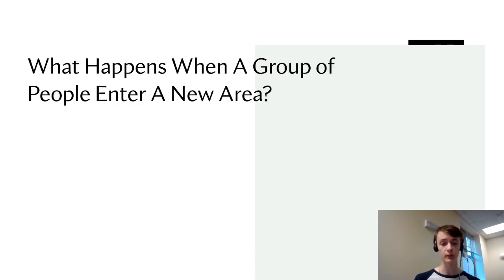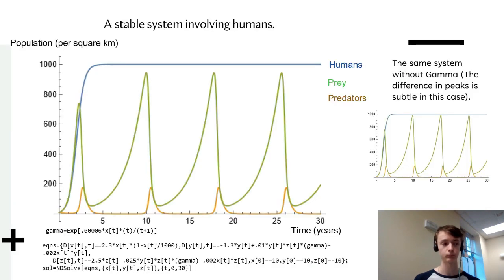What happens when a group of people enter a new area? Here's a stable outcome where humans live in harmony with two species. The population density is 1,000 people per square kilometer. On the right is the same system but with no gamma term. The peaks of the prey and predator populations are slightly lower in the system with the gamma term. The loss of anti-predatory responses acts to reduce both populations.